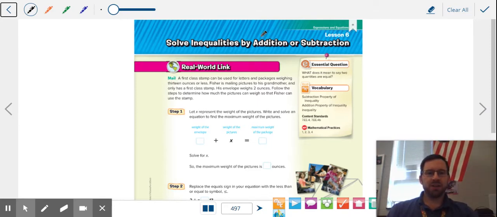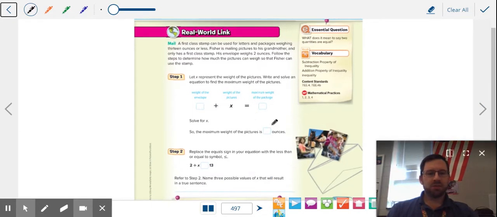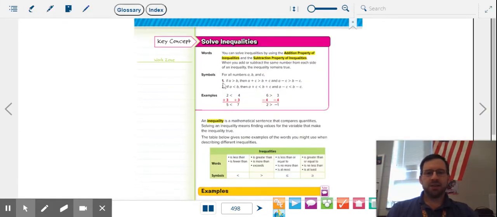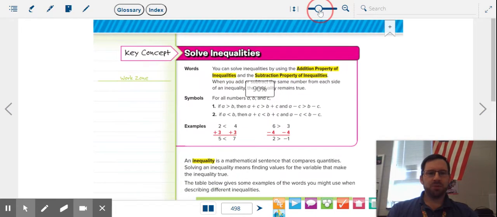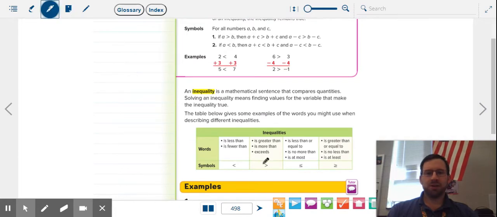Today we're going to be focusing on addition and subtraction inequalities. So just like before when we had addition and subtraction, right? If you see an addition inequality, you're going to subtract, and if you have a subtraction inequality, you're going to add.